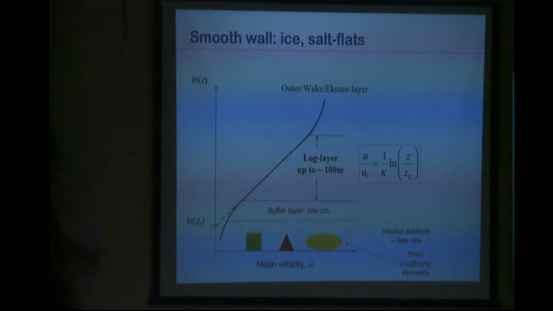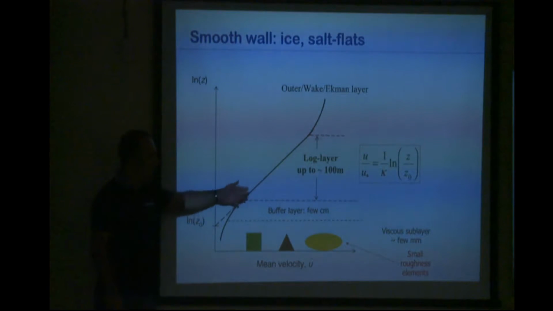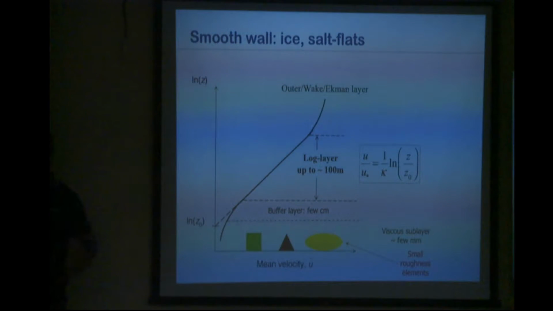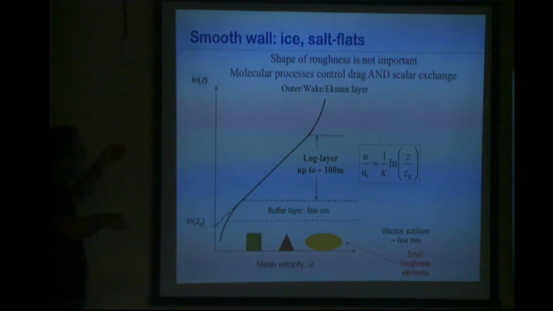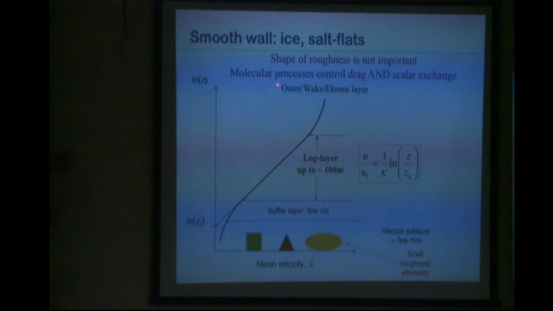And over a smooth wall, you have the viscous sublayer, a few millimeters, the buffer layer, a few centimeters, and then you have your typical log layer, where a log law applies, that we are basically familiar with, except that the Z0 for a smooth wall is basically related to the viscosity of the fluid. Now, we know in most environmental applications, Z0 is not dependent on the viscosity, but let me finish by saying something about the smooth wall. In a smooth wall, the shape of the roughness is not important. What is important is only the molecular processes that occur in this molecular viscous sublayer. So the viscosity and viscous diffusivity control both the drag, which is the exchange of momentum, and the exchange of scalars such as heat or evaporation.